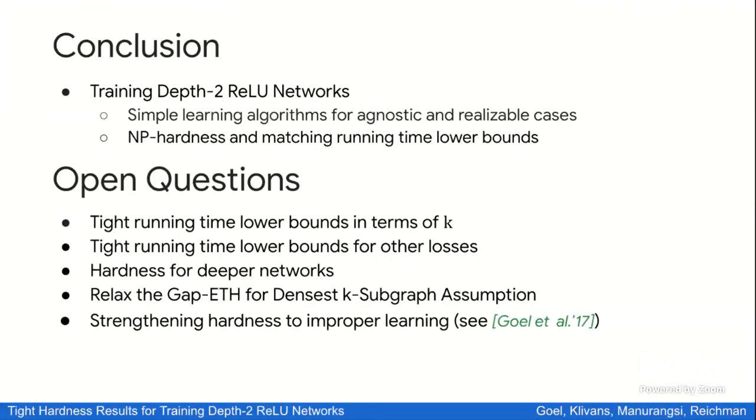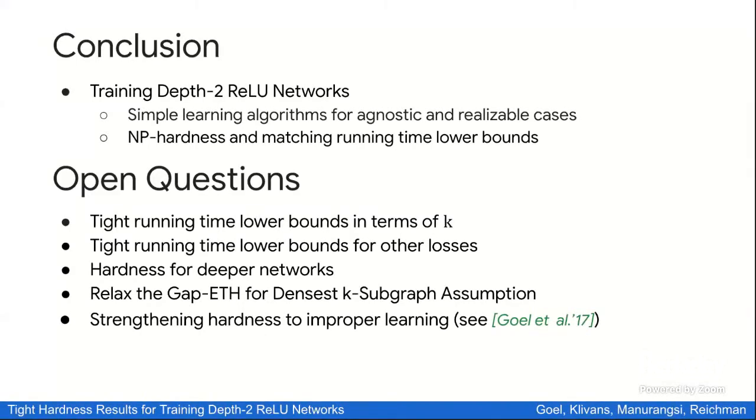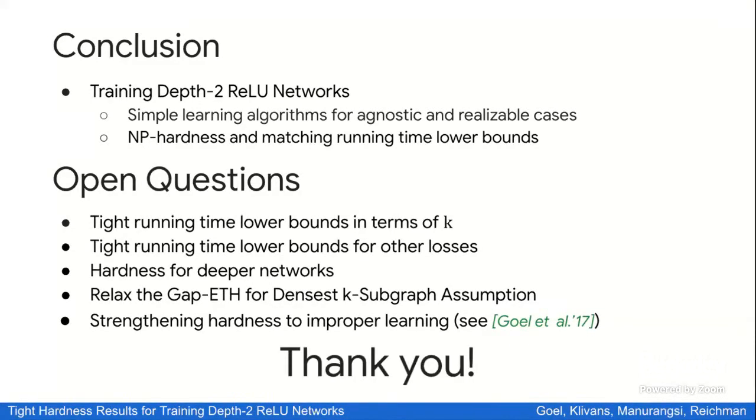The last one here is strengthening the hardness to the improper learning case, where you can output not just k values, but also other arbitrary functions as well. And with that, thank you very much for your attention.